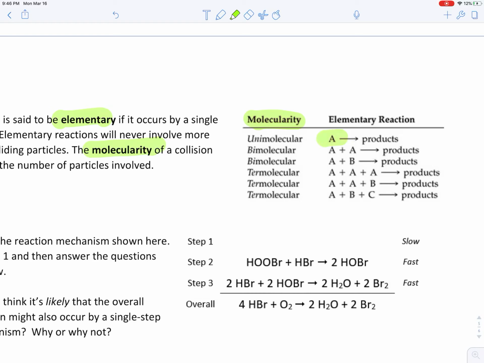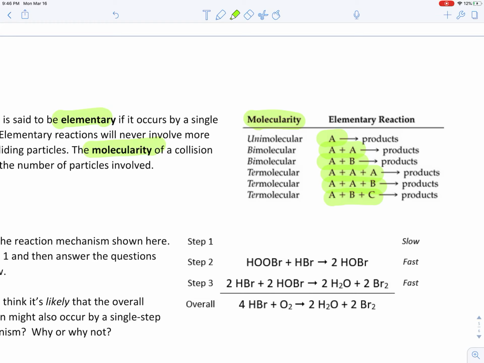If the chemical reaction has only one reactant particle, then that is a unimolecular step, a unimolecular process. If, on the other hand, there are 2 reacting particles, and they could be 2 of the same particles, or they could be two different particles, that's a bimolecular step. If there are three reacting particles, and they could be all the same, all different, or two of one and one of another, it's a termolecular step.